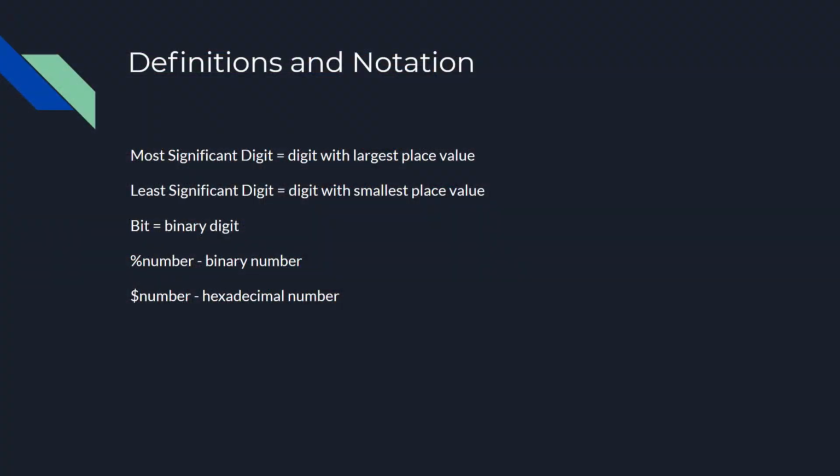Let me go over some definitions before we get started. First, the most significant digit is the digit with the largest place value, and is usually the leftmost digit of a number. The least significant digit is the digit with the smallest place value, and is usually the rightmost digit of a number. Bit can also be used in our context as another word for binary digit. The percent symbol before a number will denote that it is a binary number, and the dollar sign will denote a hexadecimal number. These are fairly commonly used standards, and that's why we use them here.